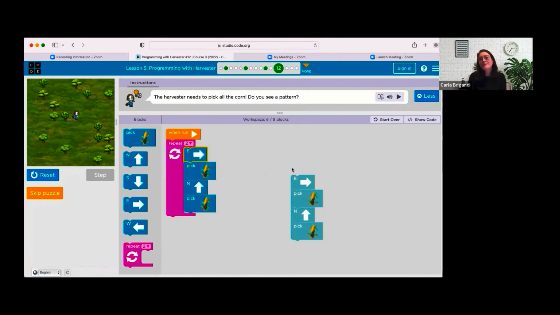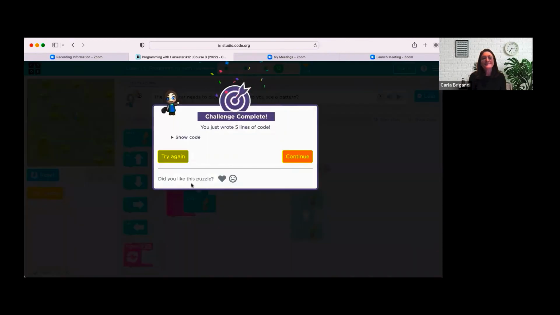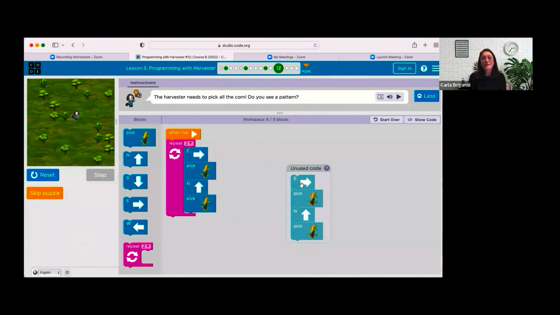Maybe I want to leave this in my workspace until after I run it. Remember, if it's not connected, it's not going to get read. So let me reset. Let me hit run. Nice. I'm going to say try again only because I want to clean up my workspace and make sure that I don't leave any unused blocks there. So again, for numbers 13, 14, and 15, let the students play, provide your direct instruction, and next I'm going to debrief.